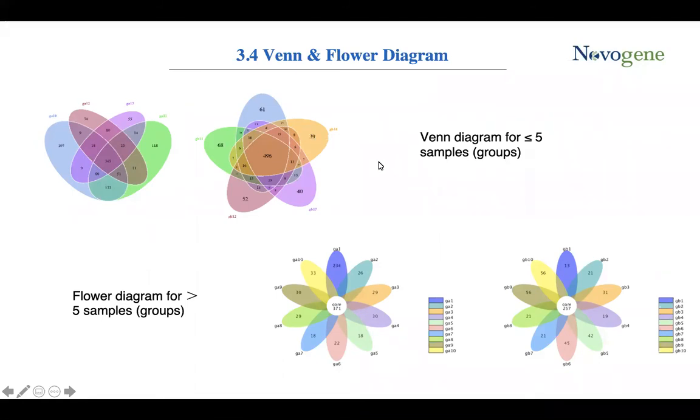And for the sake of aesthetics, it is suggested to use Venn diagram if the sample or group number is no more than 5. And if we have more than 5 groups or samples, using petal diagram will be much clearer to see.